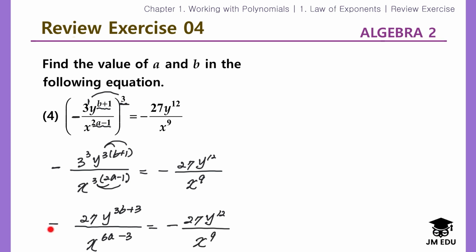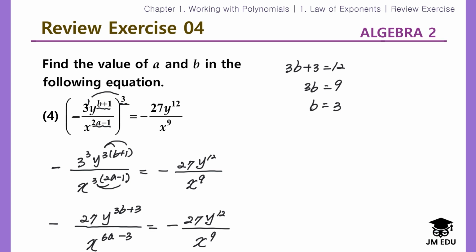So we have a negative 27 here, negative 27 here. Y to the 3b plus 3, 3b plus 3, right? Y to the 12. So this 3b plus 3 has to be equal to 12. So 3b plus 3 is equal to 12. So 3b is equal to 9, b is equal to 3, right?